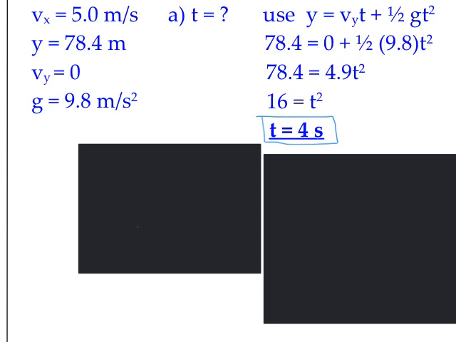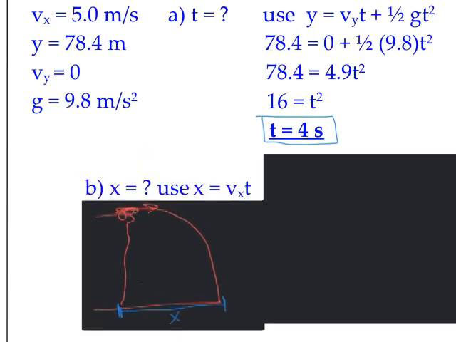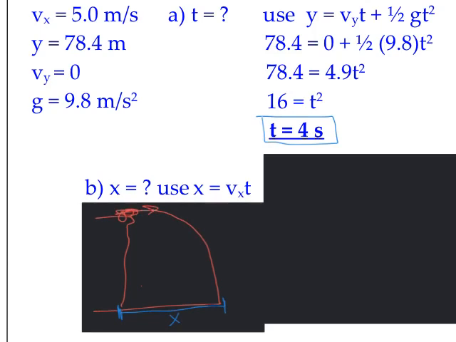Part B wanted to know how far from the base of the cliff the stone lands. So as it shoots out and it does this, we're looking for that horizontal distance or displacement. So we're actually looking for the x value. So obviously we should use the x equation to do that.